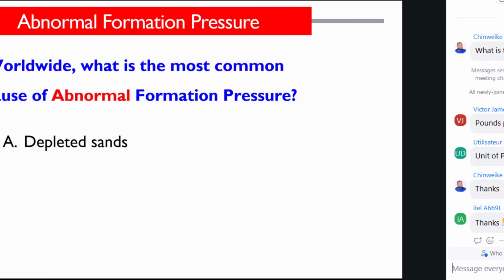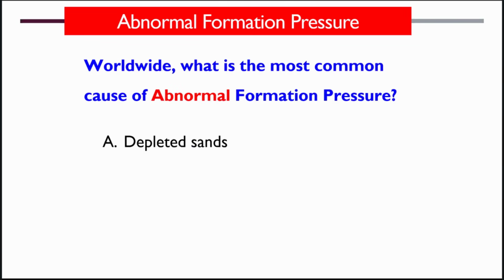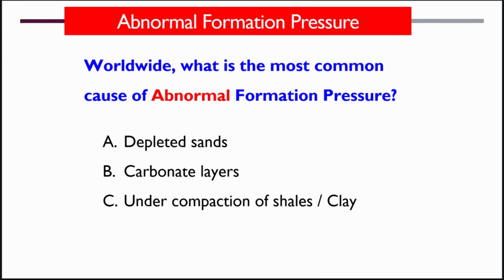So worldwide, what is the most common cause of abnormal formation pressure? It is under compaction of shale or clay. This is most common worldwide.